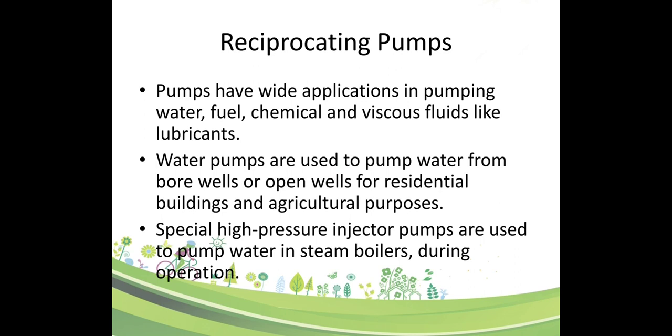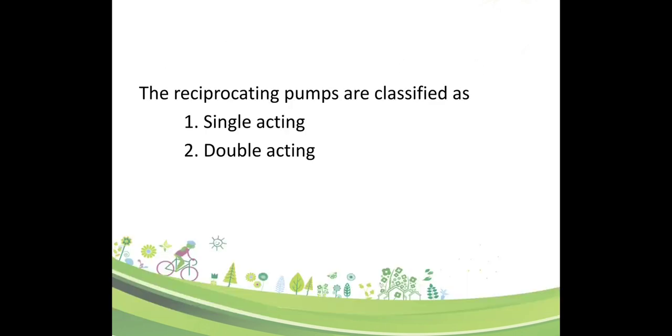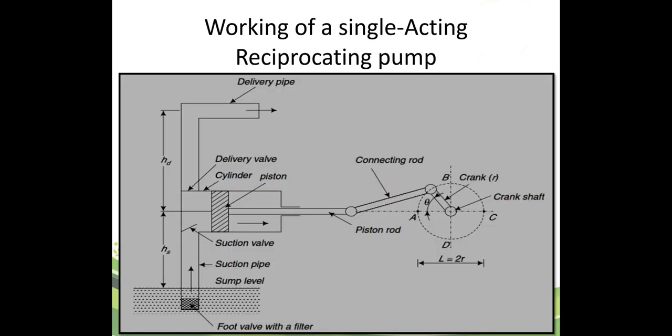It produces high pressure of more than 400 psi. As per the syllabus we have two types of pump, reciprocating and then centrifugal pump. Both pumps we can use for the purpose of water. The reciprocating pump is classified into two types, single acting and then double acting. Single acting means it has one suction stroke as well as one delivery stroke.